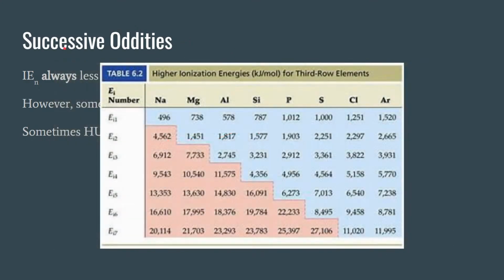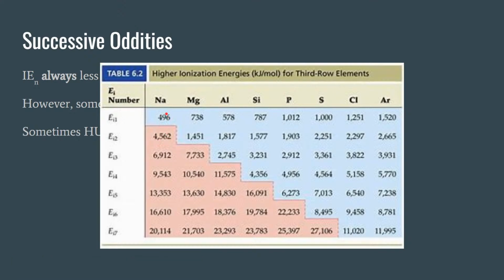Okay. It's a little bit easier to see with this chart here, assuming YouTube lets you play at a decent resolution. Okay. So this is the third row of the periodic table, sodium all the way over to argon. The first ionization energy follows the trend we've seen. It increases as we go to the right because effective nuclear charge increases as you go from left to right. Perfectly normal. And as you can see, going from top to bottom, every electron is harder to remove than the electron before.